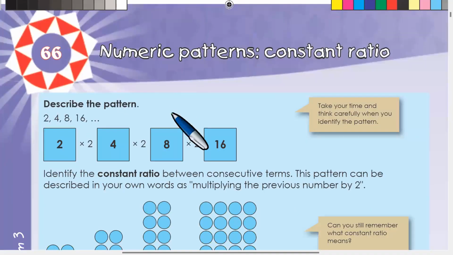Okay, there are certain numeric patterns that have a constant ratio. So you can describe the pattern. Like if you look at 2, 4, 8, 16. You start with the number 2, it becomes 4, it becomes 8, it becomes 16. Because you take the number 2, you multiply it by 2, it gives 4. You multiply it by 2, you get 8. You multiply it by 2, you get 16.